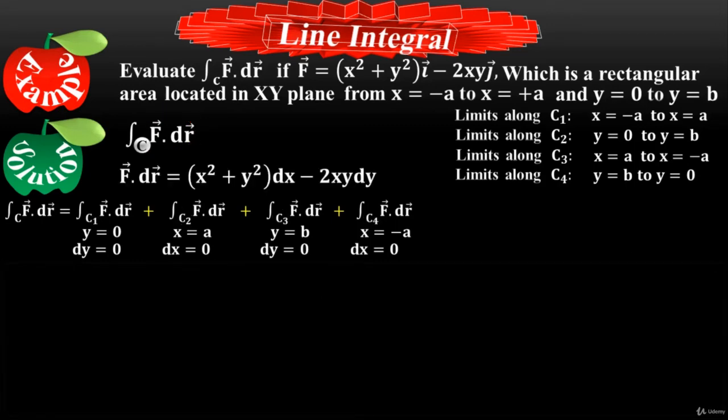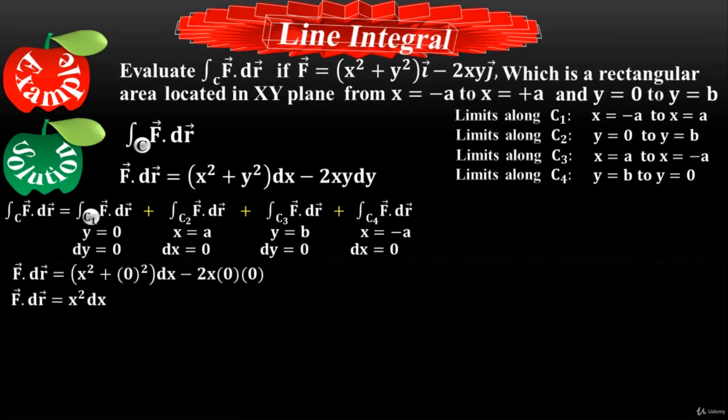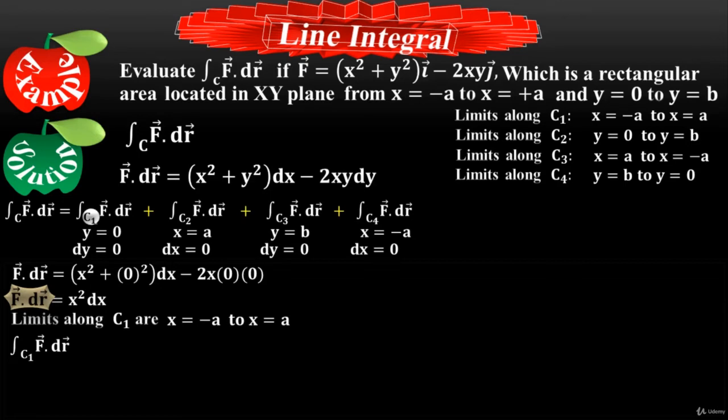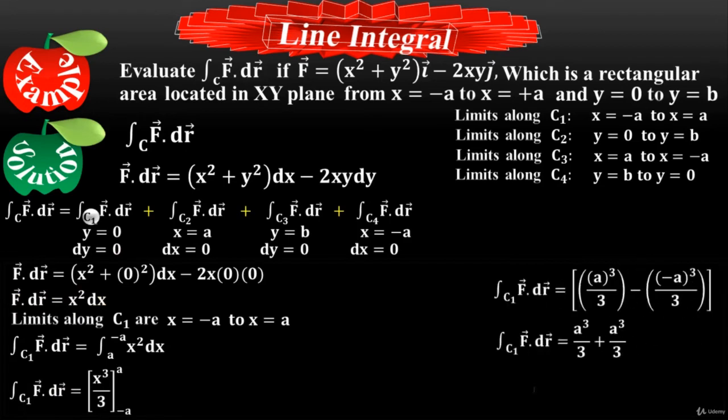Now the next thing that I'm going to do is take the integration on each side. Start with C1, where y equals 0 and dy equals 0. Just substitute y equals 0 and dy equals 0 in this equation to finally have x squared dx. Limits along C1 are x equals minus a to x equals a. Now take integration on both sides. The integral over C1 of vector f dot dr, and also take integration on the right side with the limits x equals minus a to x equals a. Now take the integration of x squared to have x cubed over 3. Distribute the limits and finally I have 2a cubed over 3. This is the final value for curve 1.